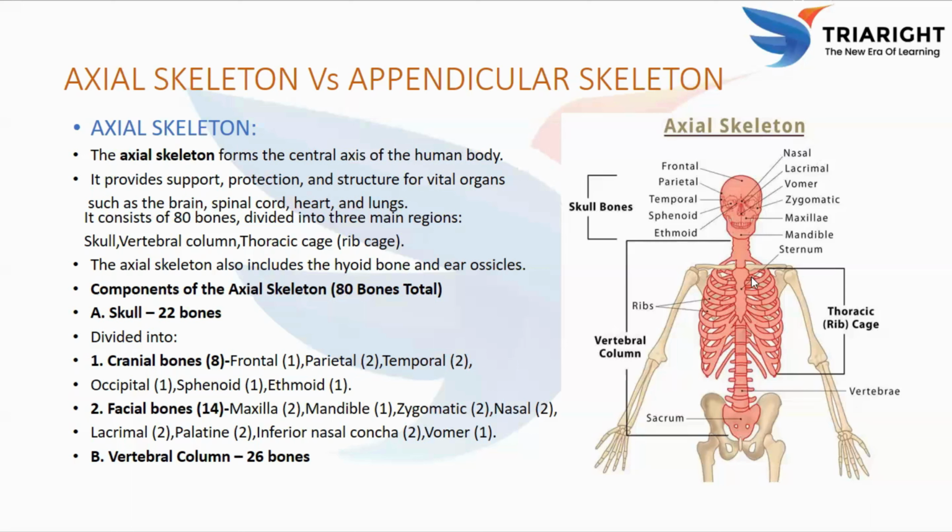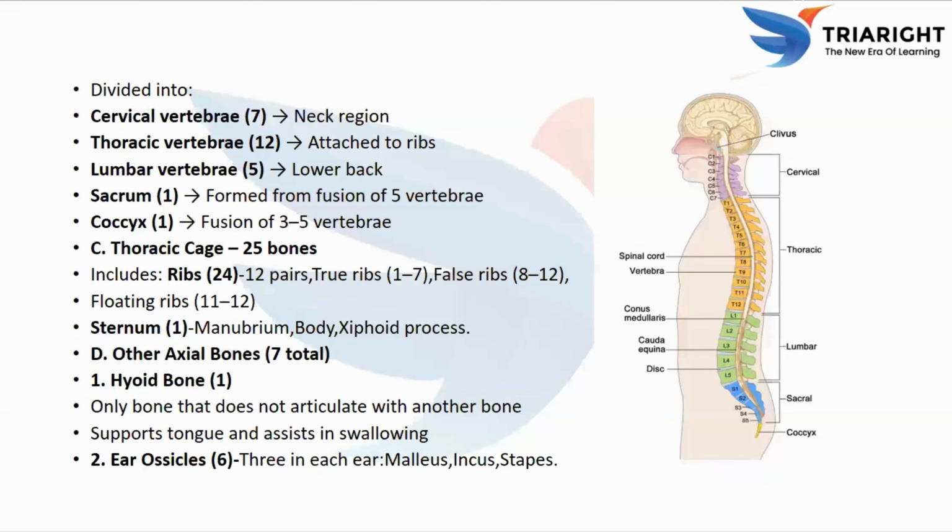Next, coming to the second region, the vertebral column. The vertebral column is made up of 26 bones. The details are on the next slide. It includes the cervical, thoracic, lumbar vertebrae, sacrum and also the coccyx. Next, the thoracic region. The thoracic cage or rib cage protects the heart and lungs and also supports the breathing movements. It also has a few special bones like the hyoid bone and ear ossicles.